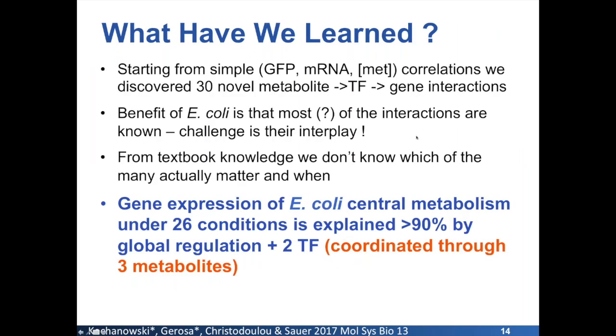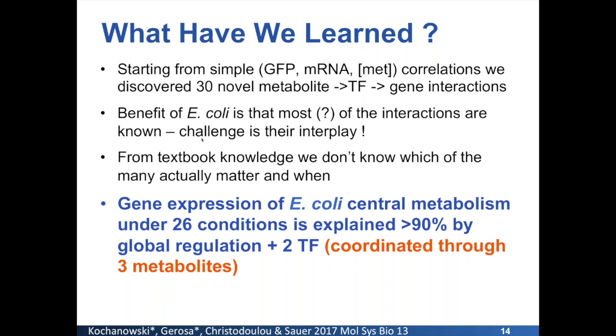So what we have learned is that from actually relatively simple correlations between GFP expression, or could also be mRNA expression levels by other means, and metabolite concentrations, we discovered about 30 novel interactions between transcription factors and metabolites. The benefit for E. coli is that most of these interactions are already known, and so what we really want to understand is, yes, it's known, someone wrote this in an article or in a textbook, but what does it really do? This textbook knowledge does not help us to understand what actually matters under what condition. And so what we find now is that, remember the question that I asked you, and now you can look at how many metabolites you need to coordinate E.